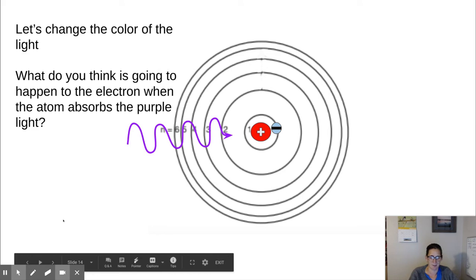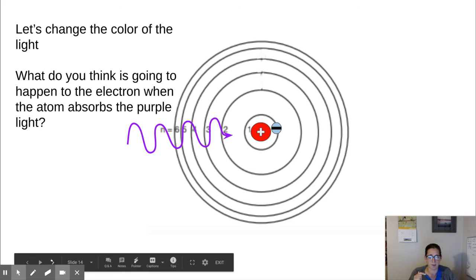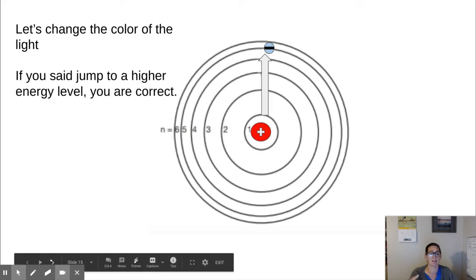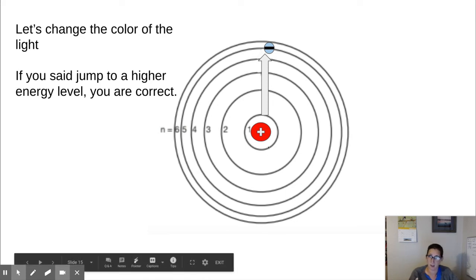We send this purple light toward the atom. What do you think is going to happen to the electron when the atom absorbs the purple light? Hopefully you said it jumps up to a higher level, or it jumps up to the excited state, but think about how that's going to compare to the red. Purple has more energy, so if you said it would move up to a higher energy level, you are correct. So higher than where the red was, because there's more energy, so it's able to go up to a higher energy level.